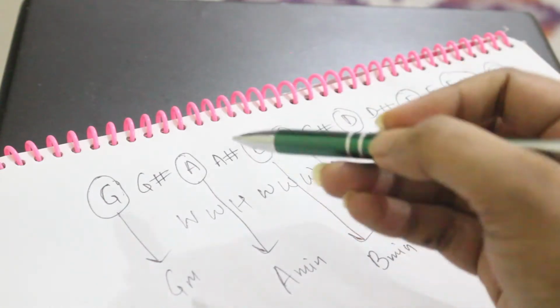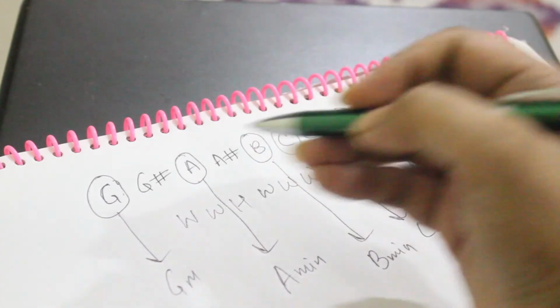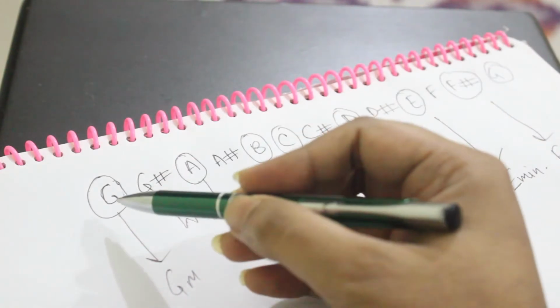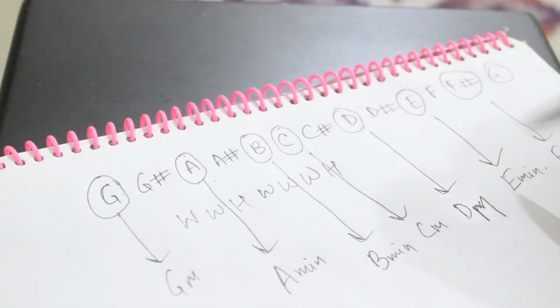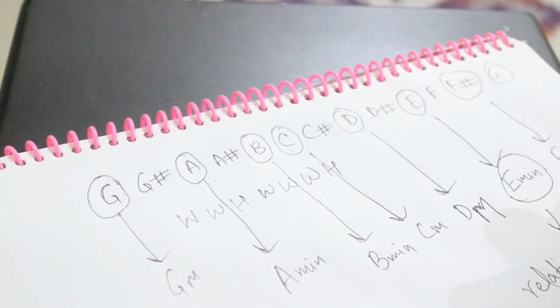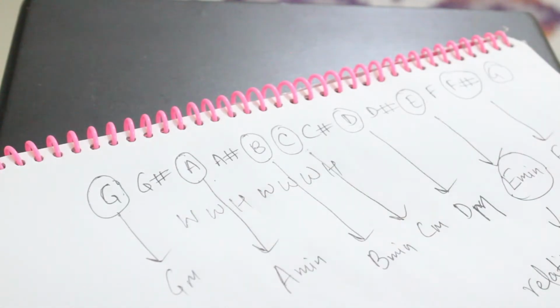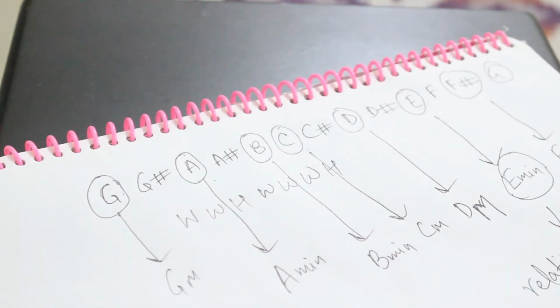Now can you tell me what is the relative minor in the key of G major? As we have discussed, the sixth degree will always be the relative minor of the major scale. So the sixth degree: 1, 2, 3, 4, 5, 6. So E minor will be the relative minor for the G major scale. The family chords of E minor will be equal to the family of the G major scale.